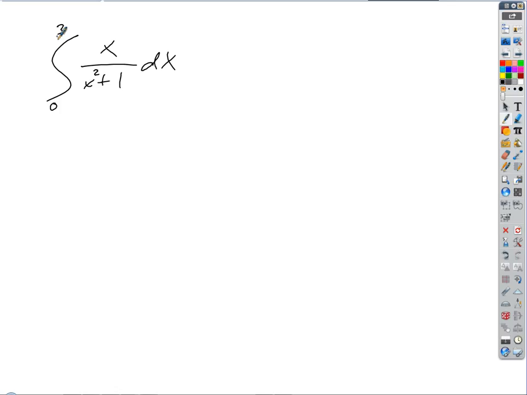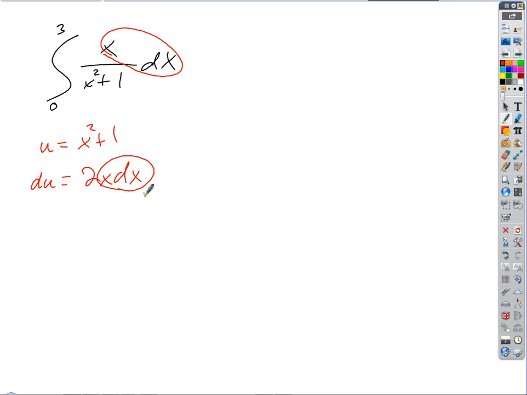Talk me through this. U substitution. What's my u this time? x squared plus 1. There you go. So what's du? Do we have a complete substitution? Yes, there are no x's left over, because you have an x dx.